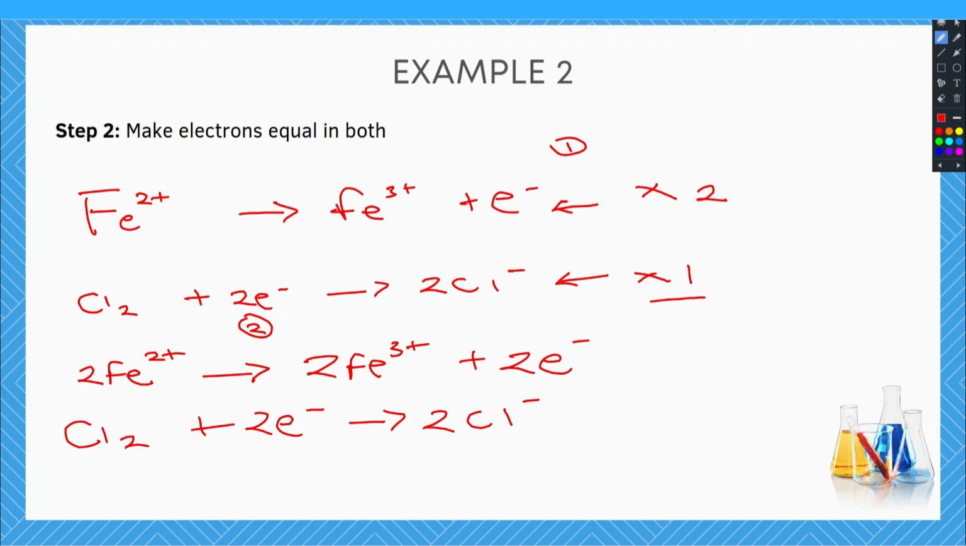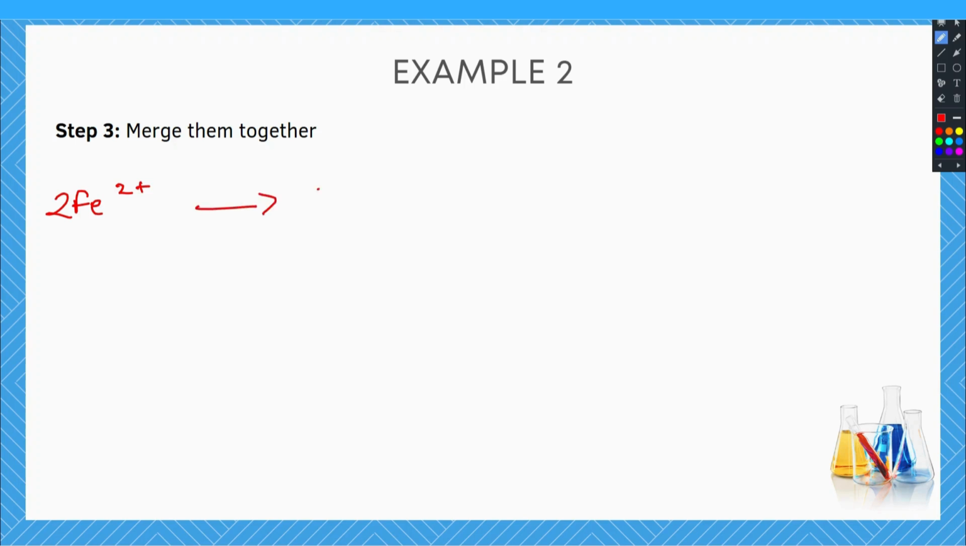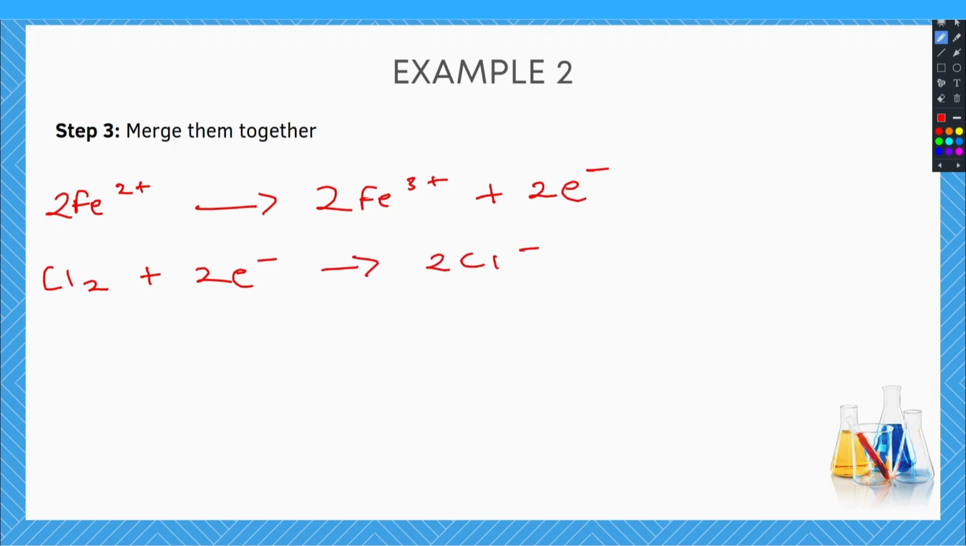So now, what is the next step to take? The next step to take is to merge them together. So if I remember clearly, we have 2Fe2+ giving us 2Fe3+ + 2e⁻, and then we have Cl2 + 2e⁻, giving us 2Cl⁻.